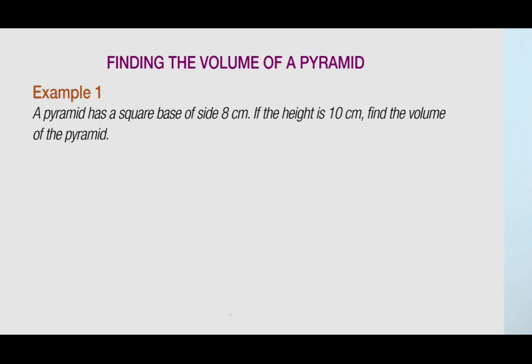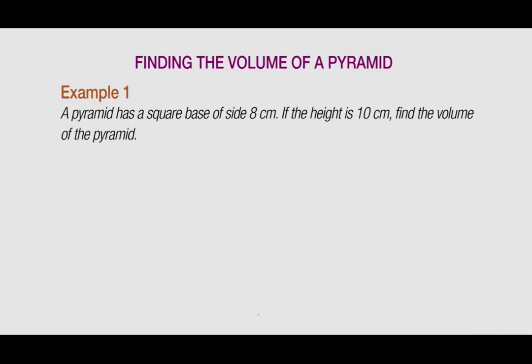Example 1. A pyramid has a square base of side 8 centimeters. If the height is 10 centimeters, find the volume of the pyramid. From the question, we have the length of the base to be 8 centimeters and the height 10 centimeters. We have to find the volume of the pyramid. And from our formula, the volume is 1 over 3 multiplied by the area of base multiplied by the height.